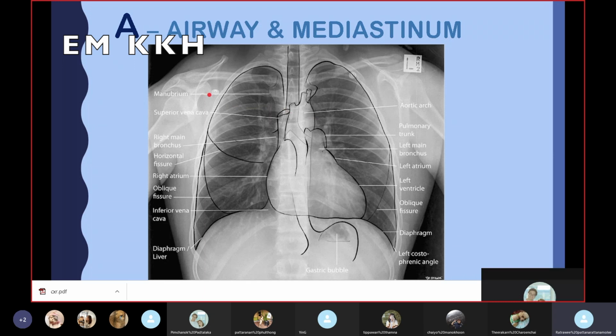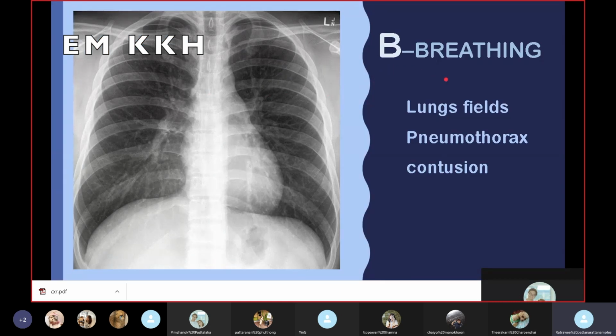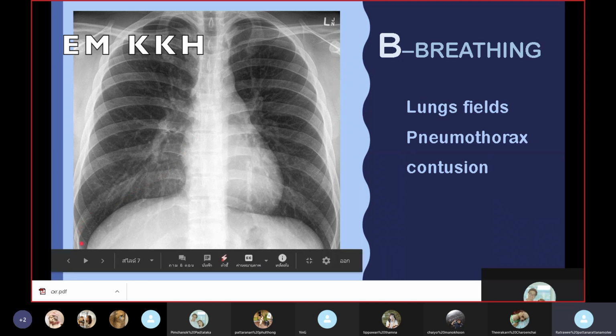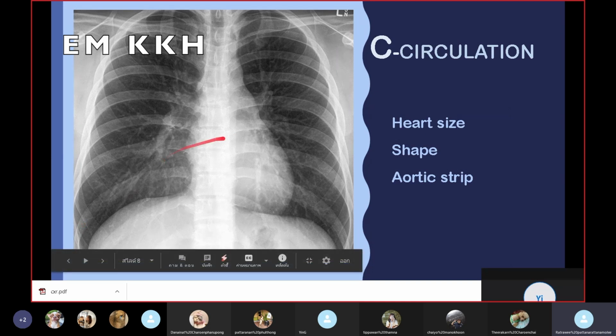DRSA, and the next is B. B is breathing. We inspect the lungs for abnormalities: the lung markings, atelectasis, consolidation, and the pleura. The pleura are not usually visible in a normal film. If you can see the pleura, it suggests pleural thickening. Then inspect the border of each lung to ensure normal lung markings. Absence of lung markings with a visible pleural line suggests pneumothorax.